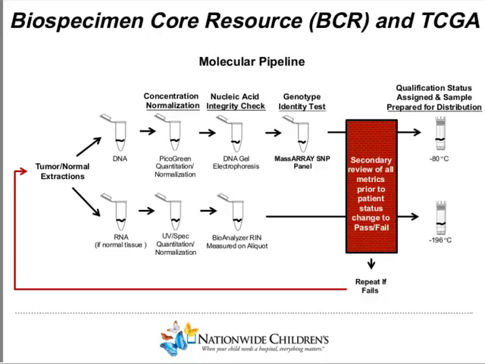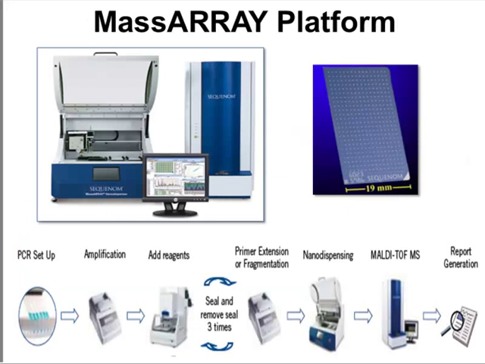If all of those criteria are met upon the review of QC metrics, the sample status is changed to qualified and it's prepared for distribution. If it fails any of those, we repeat the extraction and do the process again. And so it is here on the QC step where the MassARRAY panel really came in handy.